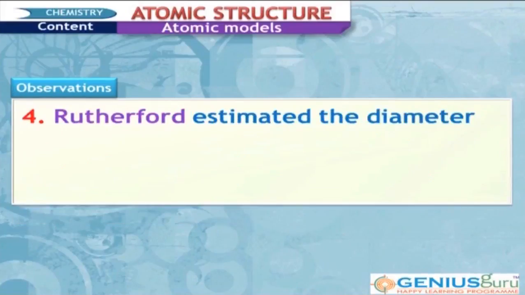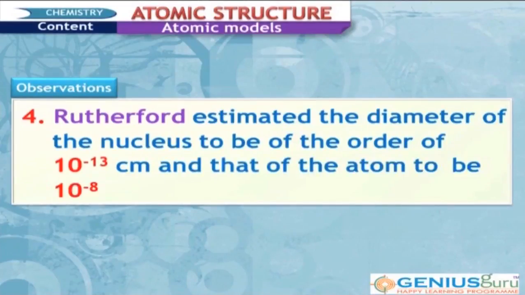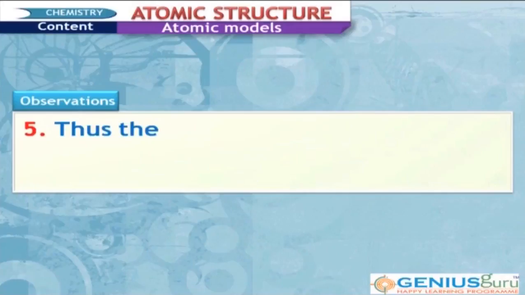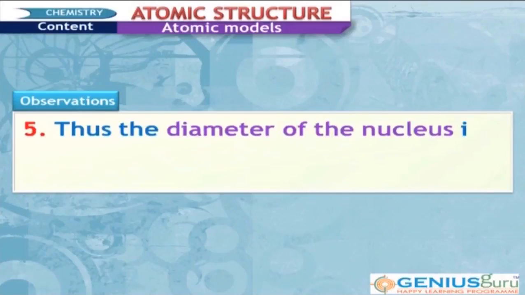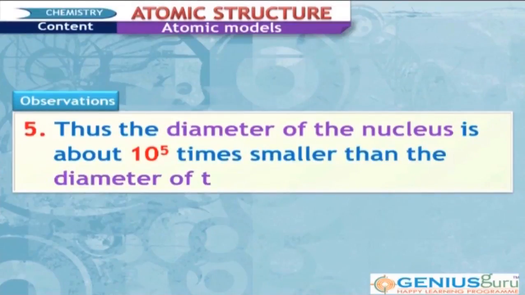Rutherford estimated the diameter of the nucleus to be of the order of 10^-13 centimeters and that of the atom to be 10^-8 centimeters. So these are the estimated values of Rutherford for an atom and the nucleus. Thus, the diameter of the nucleus is about 10^5 times smaller than the diameter of the atom.